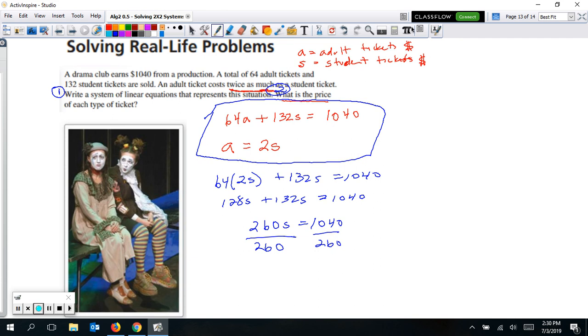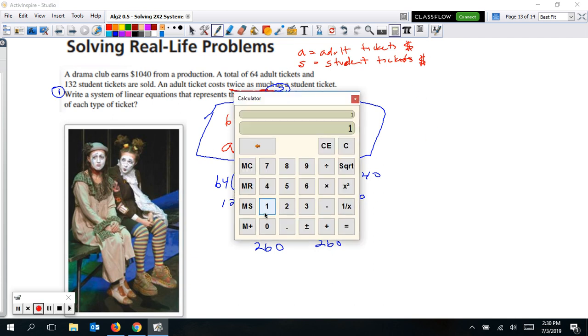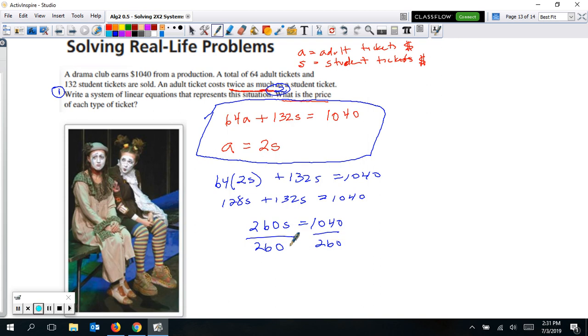So when I divide this, let's take my calculator out here, 1040 divided by 260, sorry, it's going to become 4. So $4. A student ticket is worth $4. So now we're going to plug this back into A, so we know that A is going to equal twice that amount. So that's going to be $8 for an adult ticket. So there's our answer to the second part. What's the price of each ticket? Students are worth $4 and adult tickets $8.